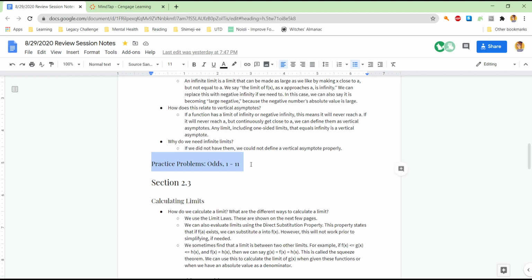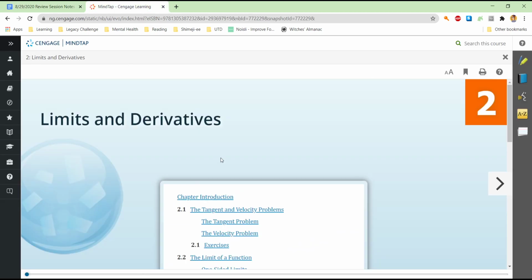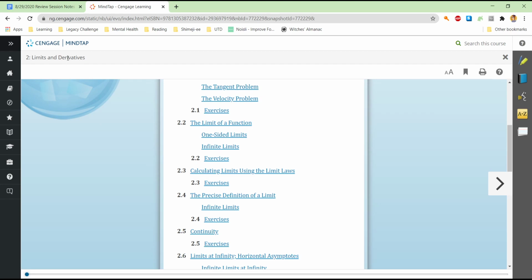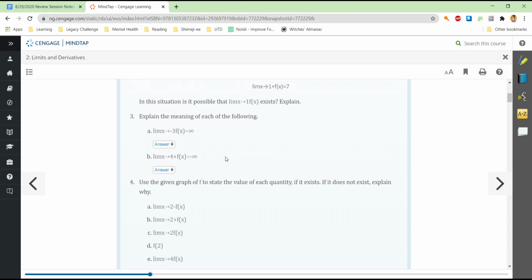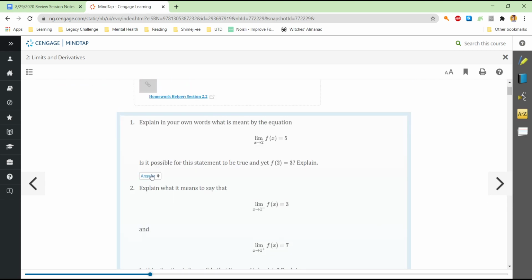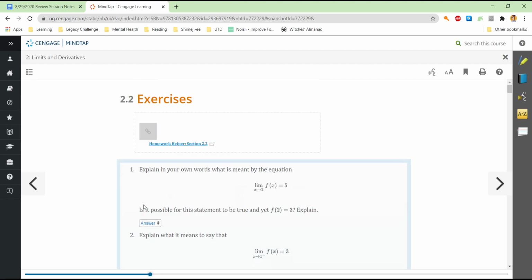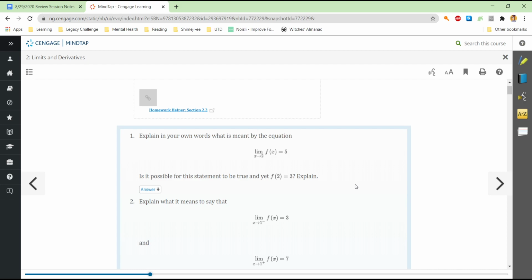The next thing I have is practice problems for the odd numbers, 1 through 11. These are just really basic problems from 2.2. You can find them by going to the digital book in MindTap and going to 2.2 exercises, and you'll see that the odds have the answers. So you can explain in your own words what is meant by the equation, and you can say, is it possible for this statement to be true and yet f of 2 equal 3? Then you can explain. So I actually wanted to ask, at least for number 1, does anybody want to tackle this problem?